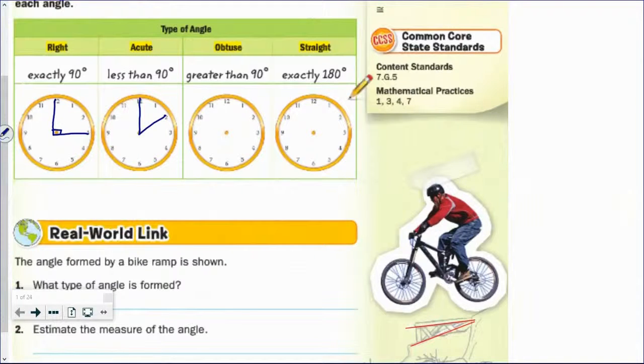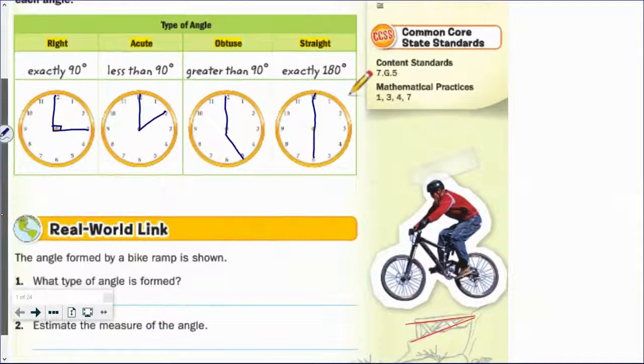An obtuse angle is greater than 90 degrees. So I'm going to draw from 12, and then I'm going to go down to 5. And that's going to create an obtuse angle. And then a straight angle would be exactly 180 degrees. So I'm just going to draw a line as straight as I can down from 12 to 6 to represent a straight angle.